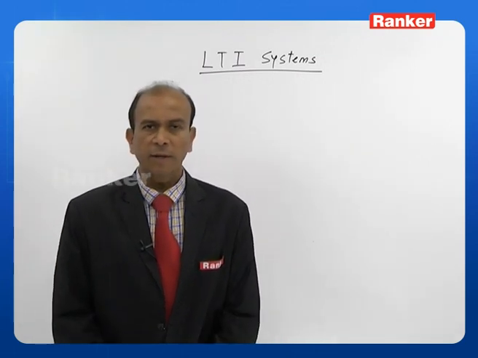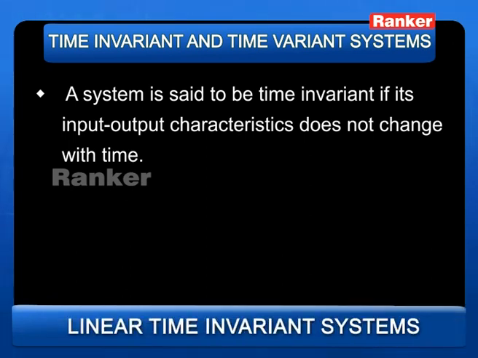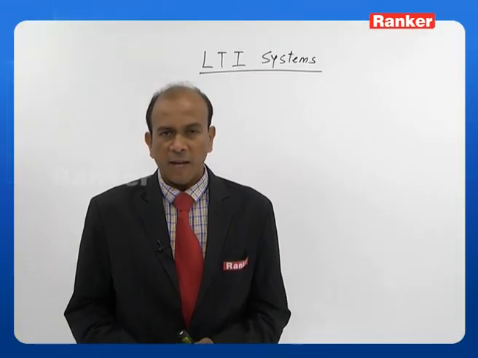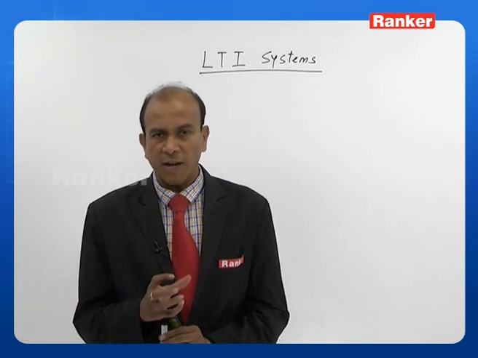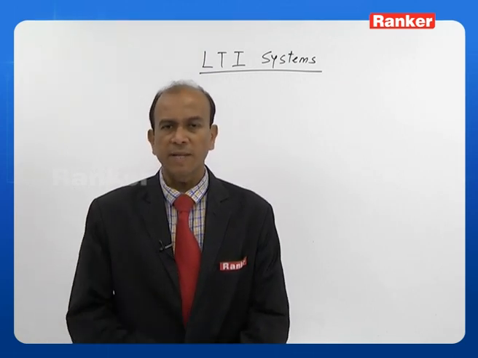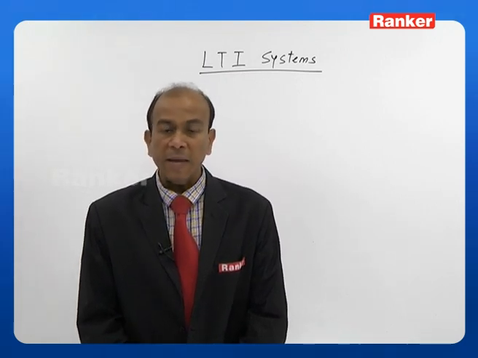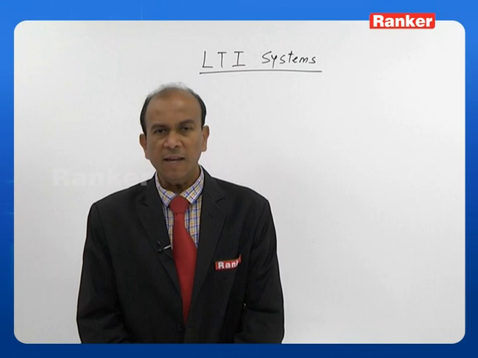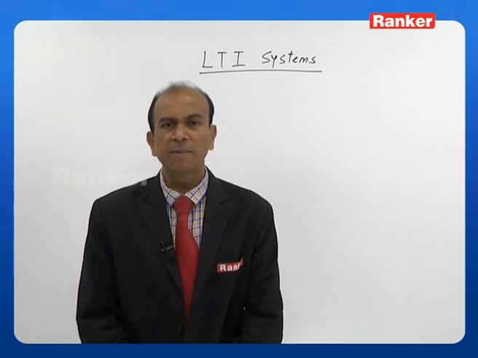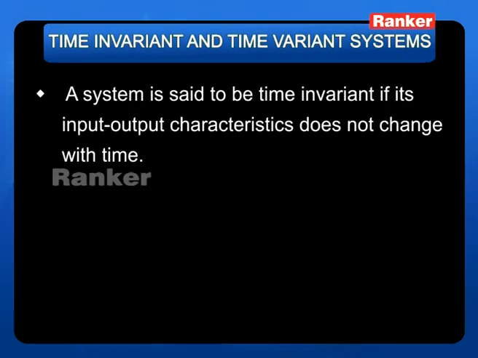Now let us look at what are called time invariant and time variant systems. What we already know from our earlier sessions is that a system is said to be time invariant if its input output characteristics do not change with time. That means a system is such that it is immune to changes in time. That type of system is called a time invariant system. Obviously, the other one, if it is varying with respect to time, then becomes a time variant system.